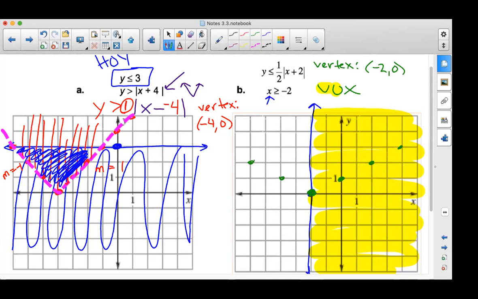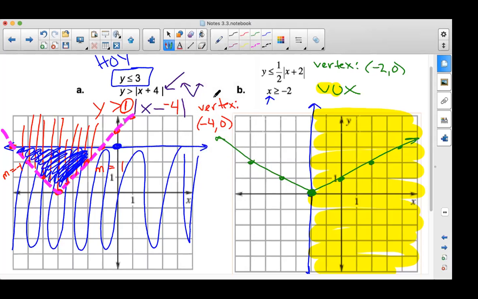And then it says less than or equal to, so equal to again is solid. All right, here's the tricky part. How do you shade? So Ava, if it says less than, and I go to any point on my line, how am I going to shade from that point on my line? Below it. Yeah, below it. So less than is below.